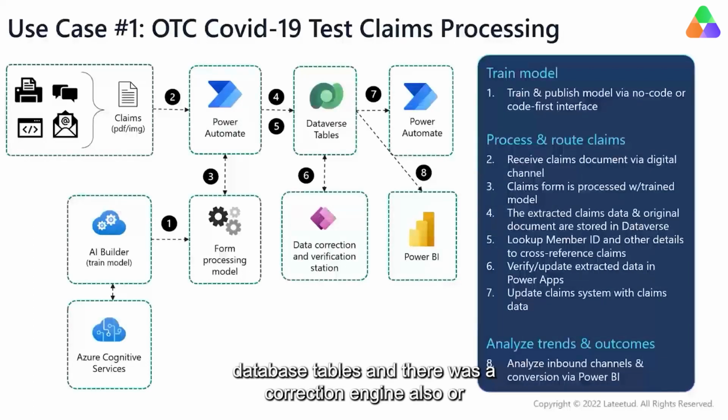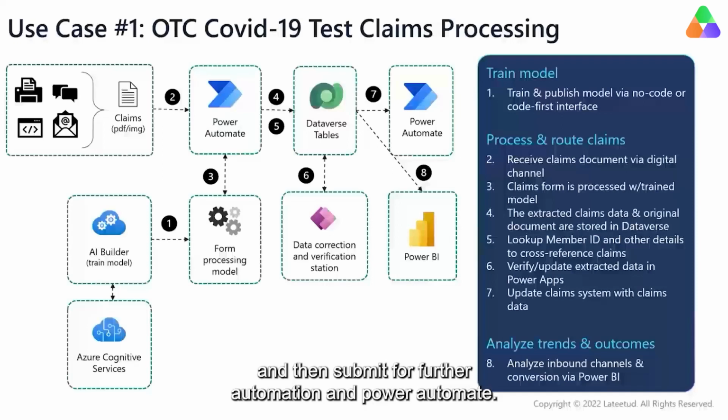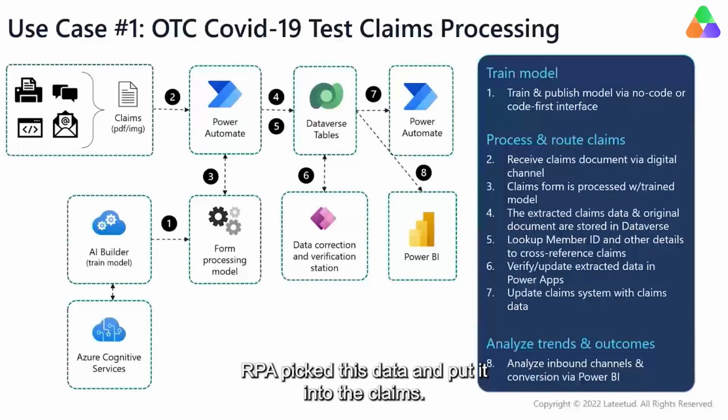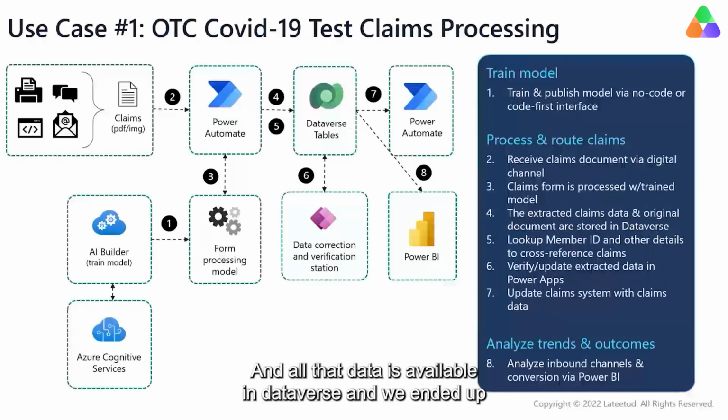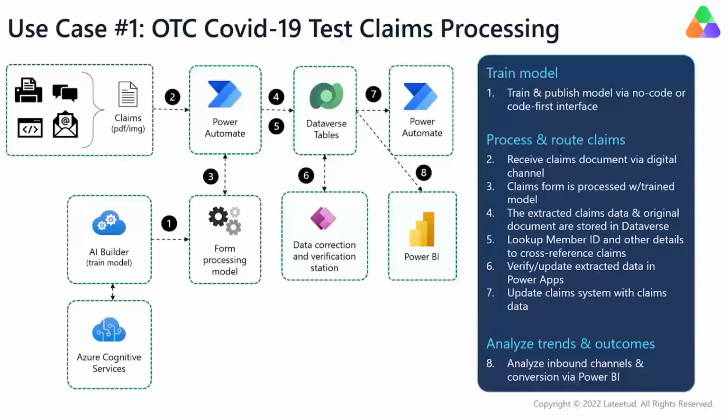The data was stored in Dataverse tables, and there was also a correction station that was provided. If it was not straight-through processed, that is, for some reason the data was not extracted, then there was a correction station where the employee could review and correct the data and then submit it for further automation. Power Automate RPA picked this data and put it into the claim system. All that data is available in Dataverse, and we used Power BI to create dashboards and measure process metrics so that we can provide data on what further could be improved.